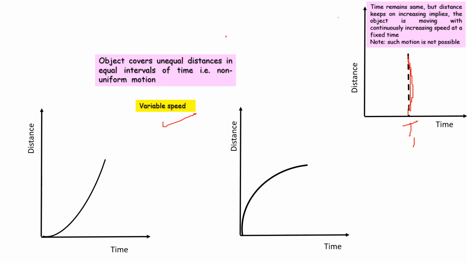Now, what does this mean? Time remains same, but distance keeps on increasing. Implies the object is moving with continuously increasing velocity at a fixed rate. So, such motion is not possible. This is not an ideal or a practical case. But if such graph is given, what it means is that object is continuously moving at one particular time with increasing speed. Now let's understand velocity time plots.